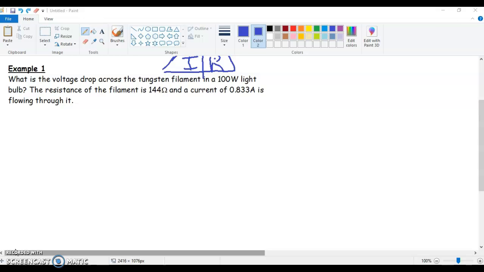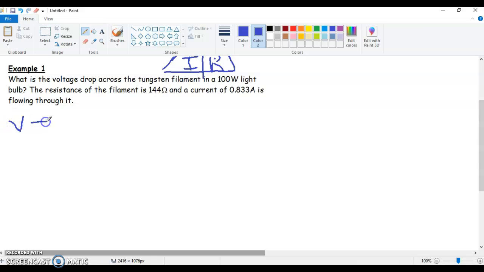So what is the voltage drop across the tungsten filament in a 100-watt light bulb? So in the old incandescent kind, that squiggly thing inside is made out of tungsten. The resistance of the filament is 144 ohms, and a current of 0.833 amps is flowing through it. That's what's needed in order to make it light up. So the first thing we're going to do is write down the things that we do know.